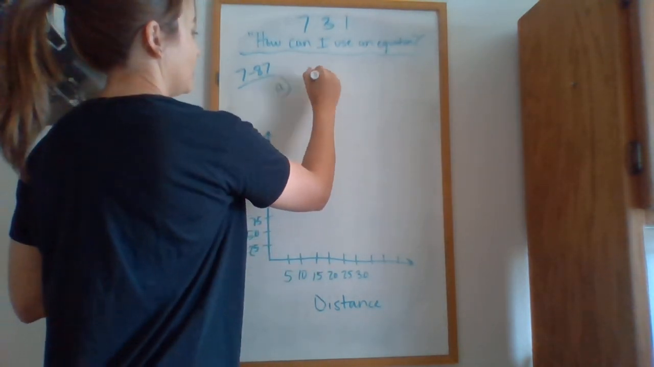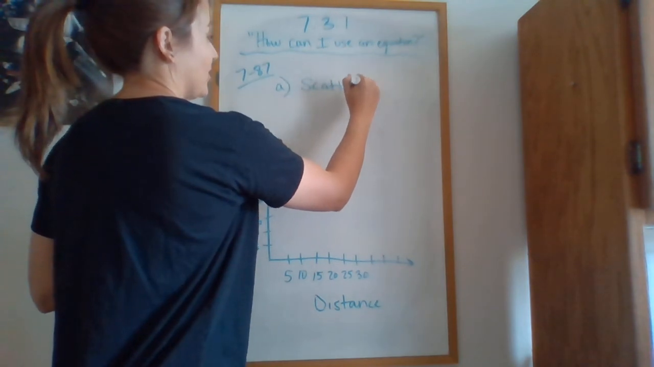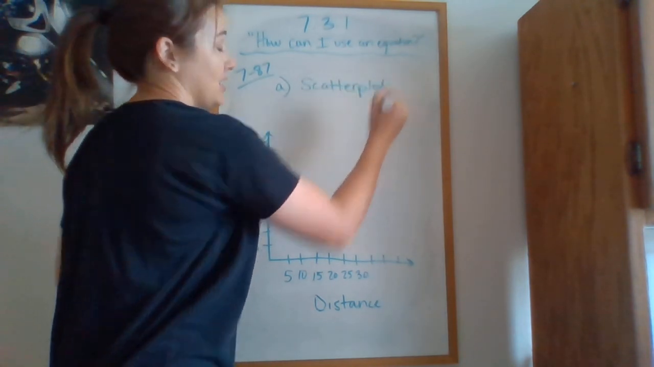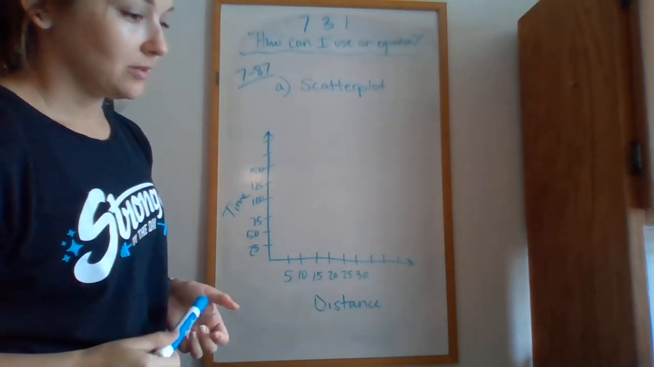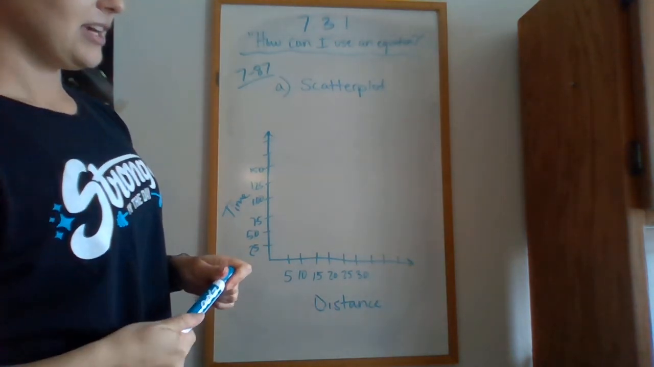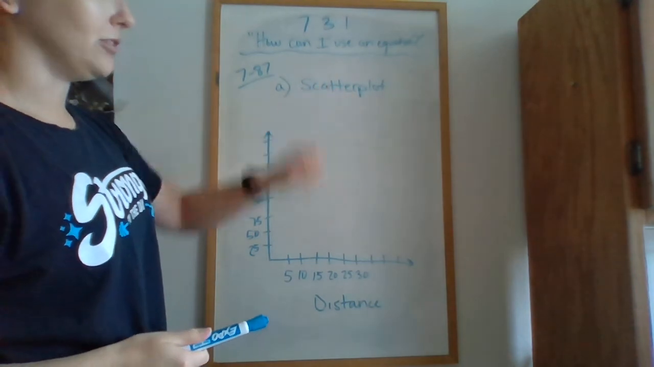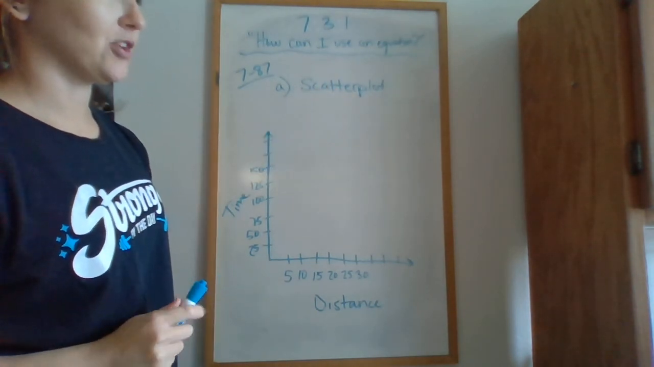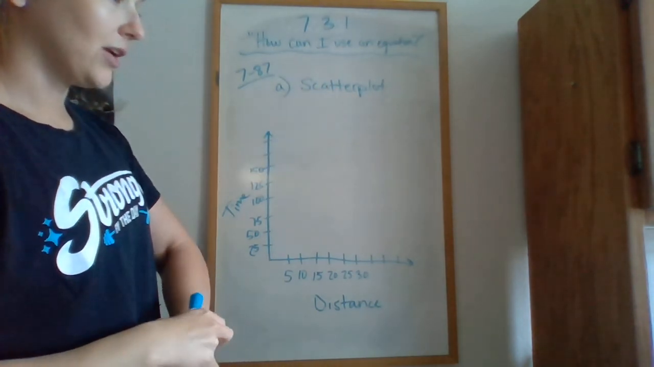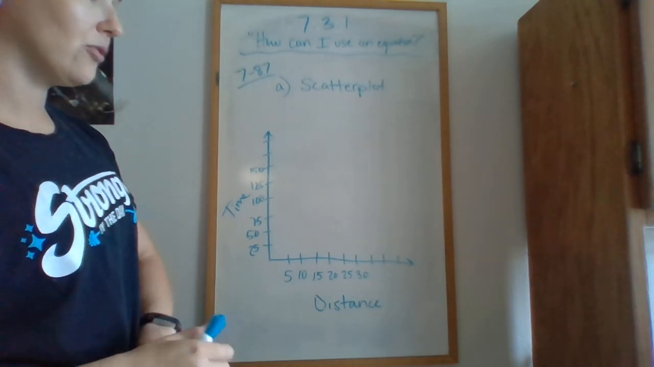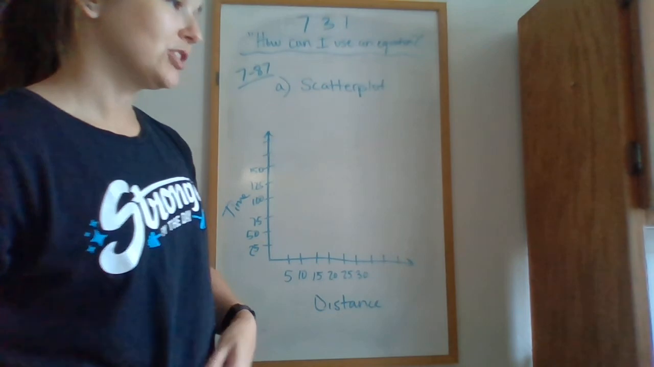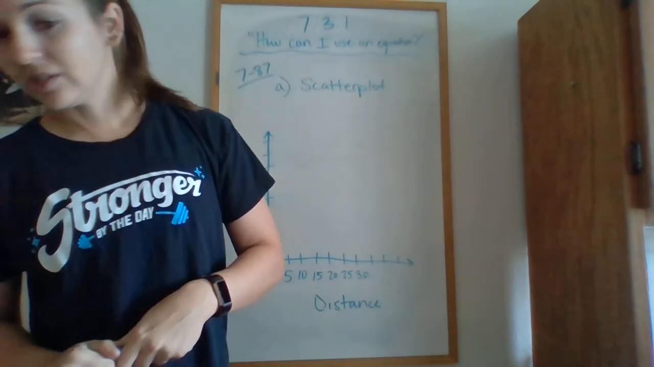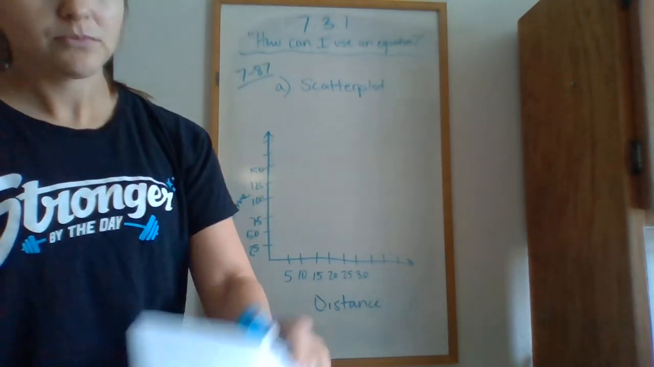So part A would be scatter plot, and the reasoning is because the data is scattered. It's a pretty good explanation, and you've got two variables that you're working with. Okay, so part B says, considering that Orly is trying to predict how long it will take to complete the ride, which is the independent variable and which is the dependent variable?